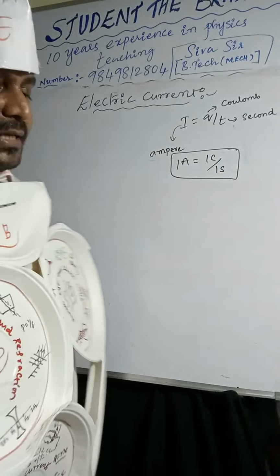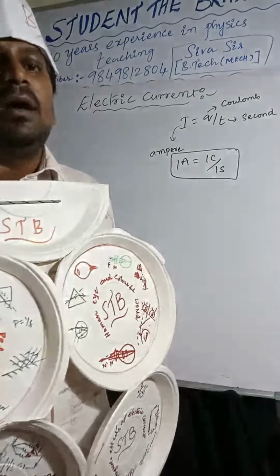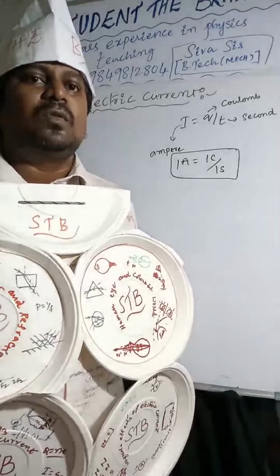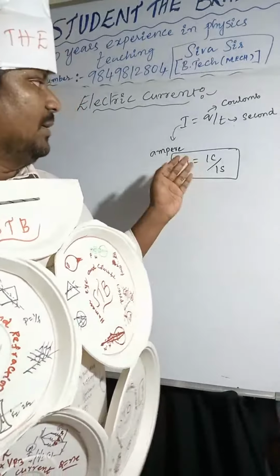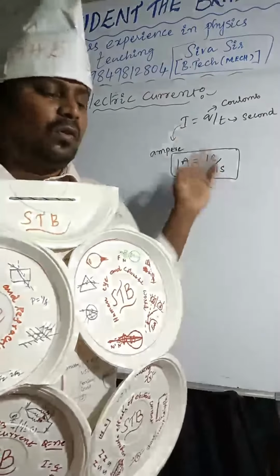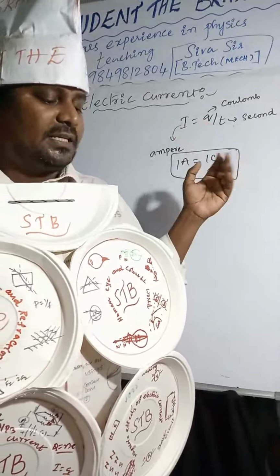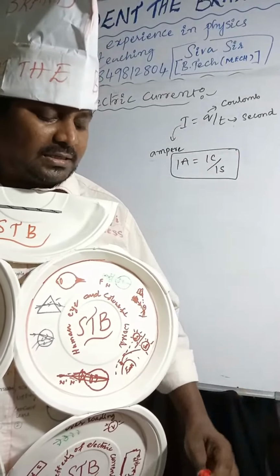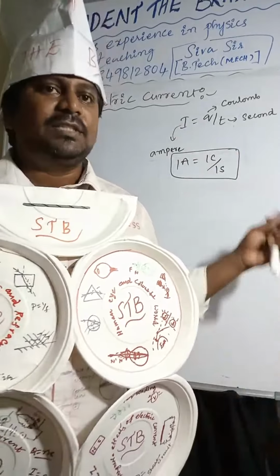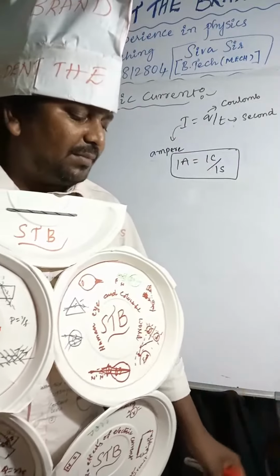Here, 1 ampere is defined as 1 coulomb of charge flowing through a unit cross-section area per second. That is nothing but 1 ampere. The SI unit of current is ampere, of charge is coulomb, and of time is second.